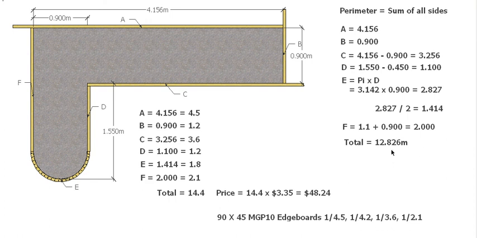So that's my perimeter, but when I work out timber lengths, it actually gets a little bit longer. I need to buy more timber, and that's my timber order for the job.